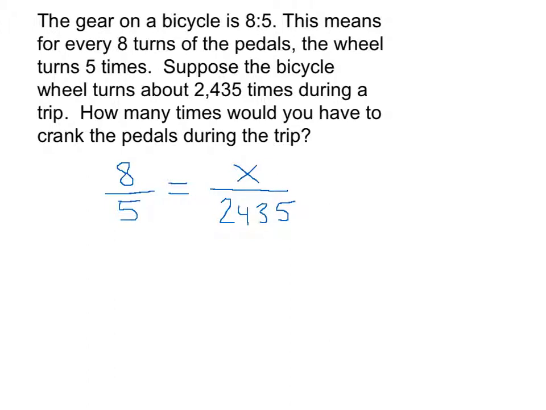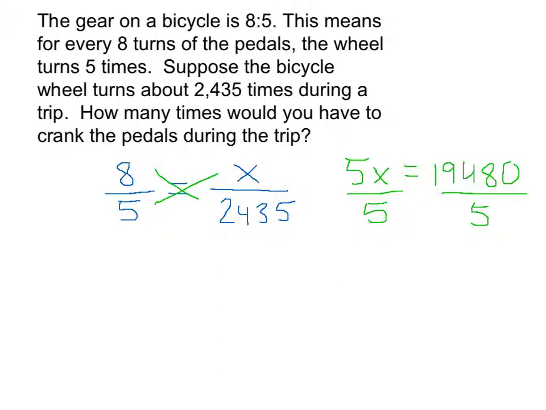So when we cross multiply, we multiply the 5 times x, that's 5x. Then we multiply 8 times 2,435. I'm typing that into my calculator now. And I get 19,480. Then we solve for x by dividing both sides by 5.